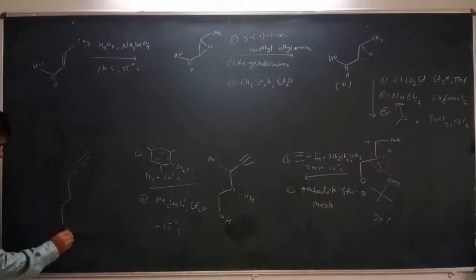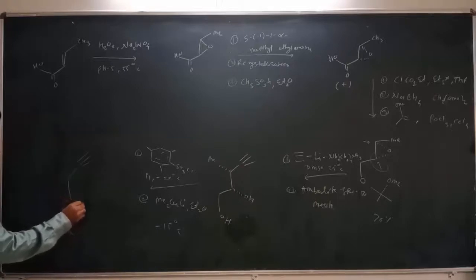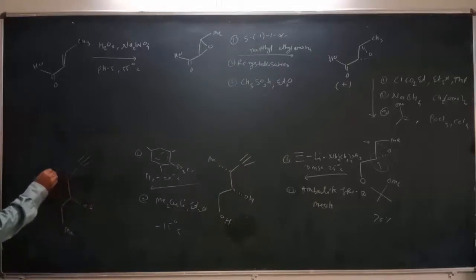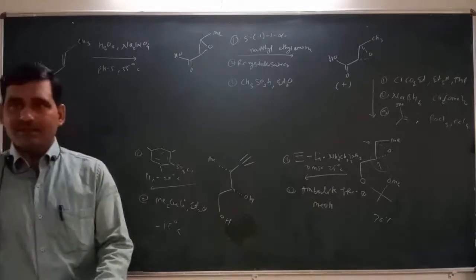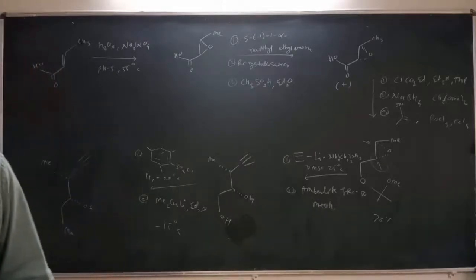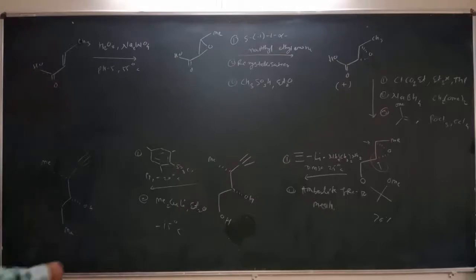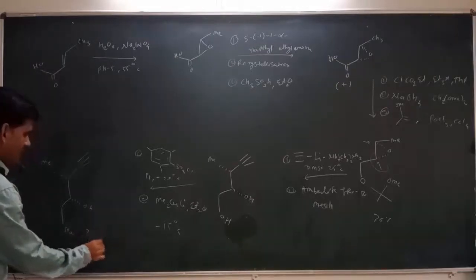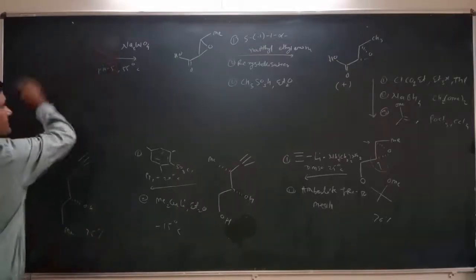So here we get methyl, then this alcohol will be same as it is, and then this methyl will be same as it is, right? Then in a further step, the overall yield of this compound is near about 75%. So we get a compound in near about 75% yield.